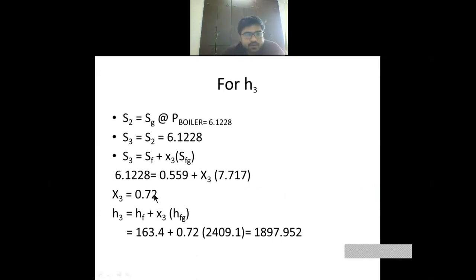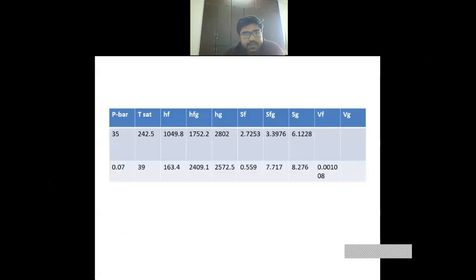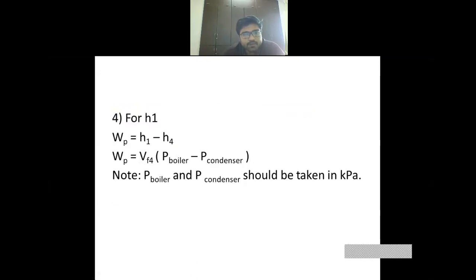So finally we found the X3. So now you just have to put this X3 here. You just have to put X3 here. So you can find out the H3. But again, from where you have to find out this HF and HFG? It is taken from the condenser pressure. Clear? So already I have written this formula.